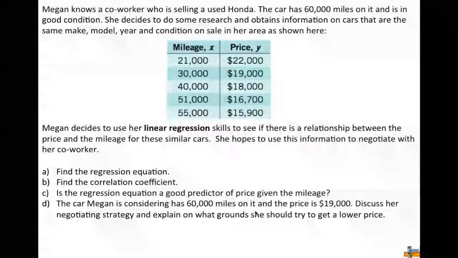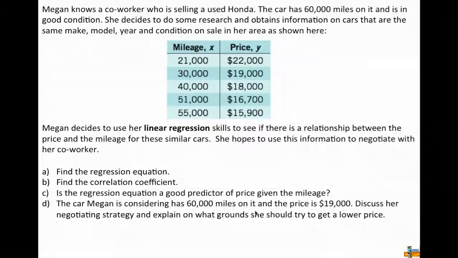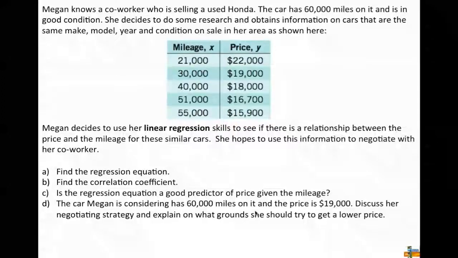So we're going to do some work. Megan knows a coworker who's selling a used Honda. The car has 60,000 miles on it, and it is in good condition. She decides to do some research and obtains information on cars of a similar make, model, year, and condition on sale in her area. And she makes a list. Notice, here's the mileage, 21,000, the price was 22,000. 30,000 miles, the price was 19,000, and so on.